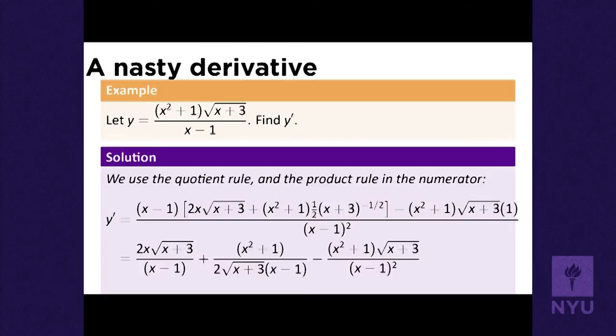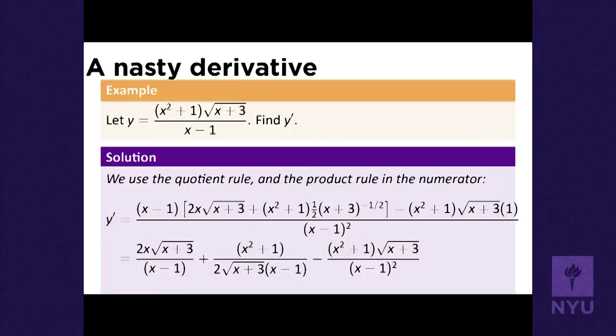Is that what you thought it was going to be? Well, this is the denominator times the derivative of the numerator, which involves the product rule, right? So this is 2x, the derivative of the first factor times the second, plus the first factor times the derivative of the second. And then we do the opposite differentiation, right? Here's the numerator times the derivative of the denominator divided by the denominator squared.